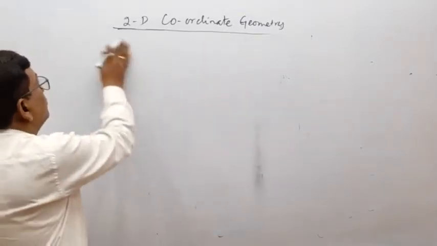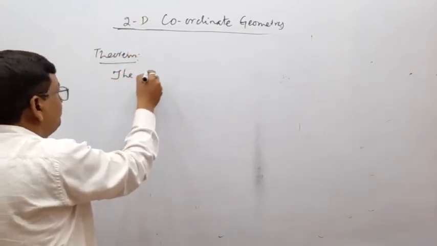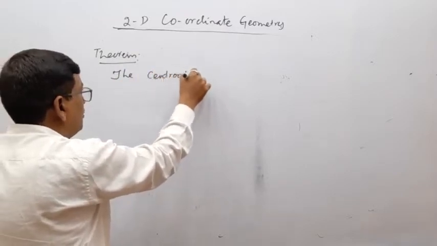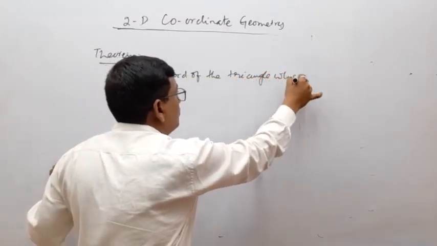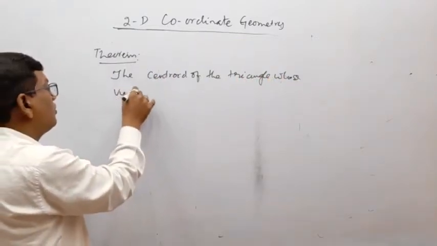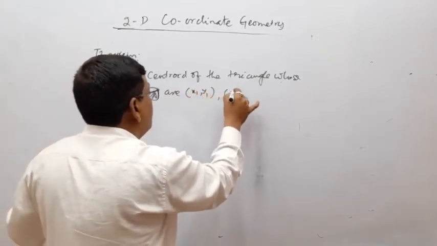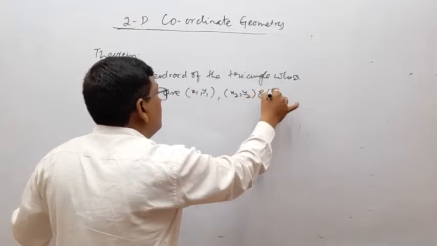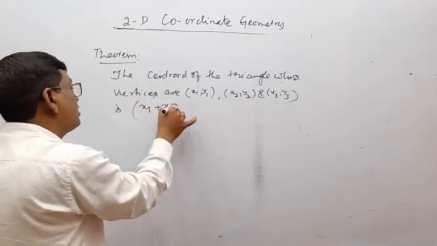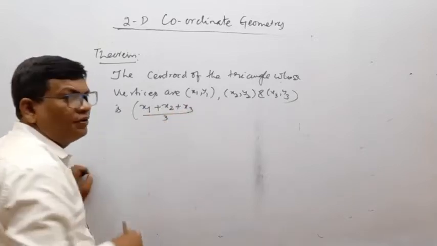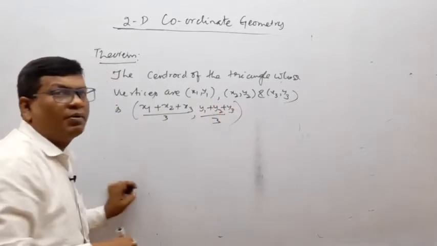Okay, so the centroid theorem: the centroid of the triangle whose vertices are x1 y1, x2 y2 and x3 y3 is x1 plus x2 plus x3 divided by 3, y1 plus y2 plus y3 divided by 3. Now the proof of this theorem.